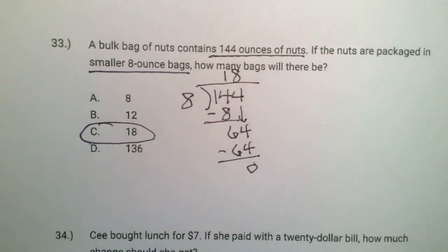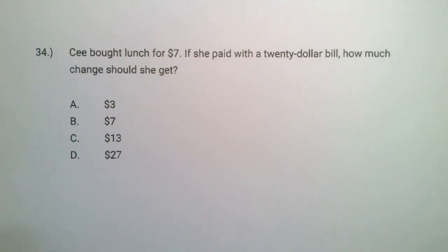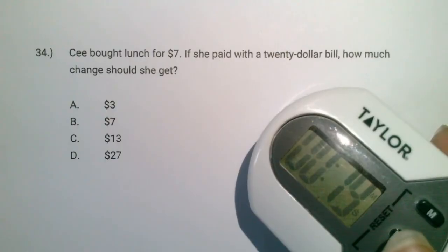Alright, so now the last one on this page, we have 34. C brought lunch for $7. If she paid with a $20 bill, how much change will she have? 20 seconds.